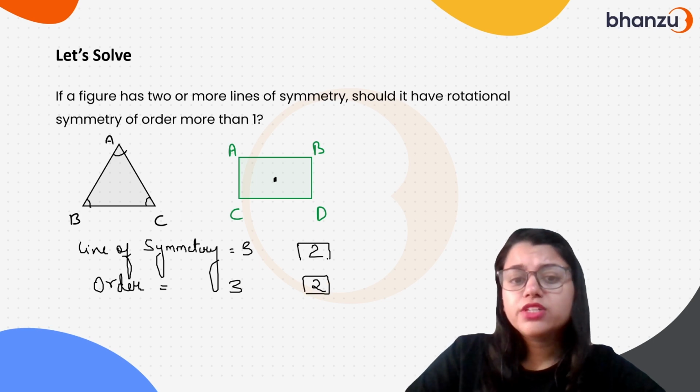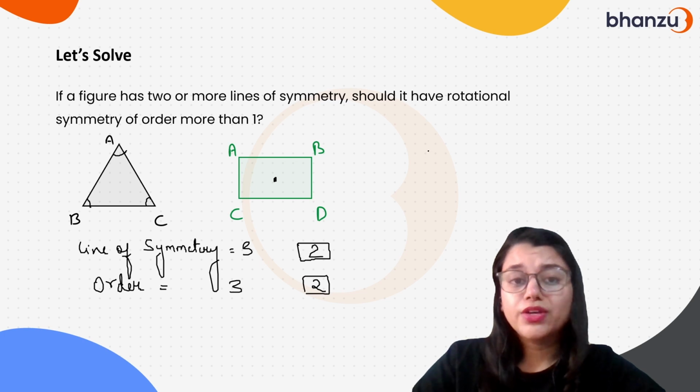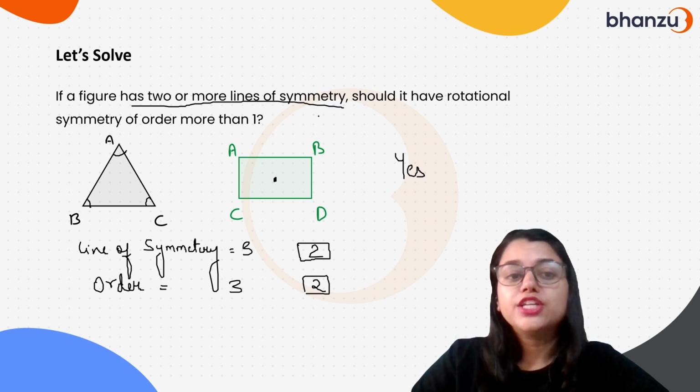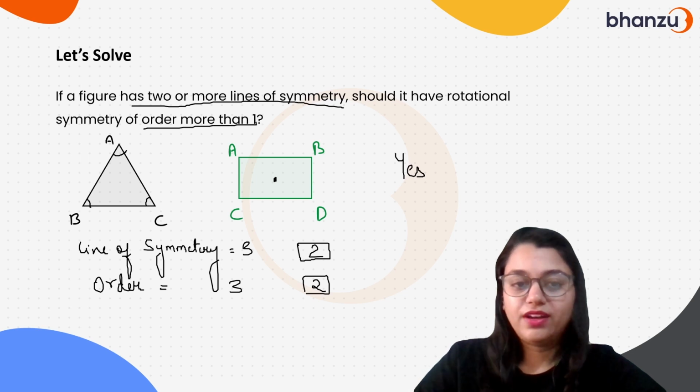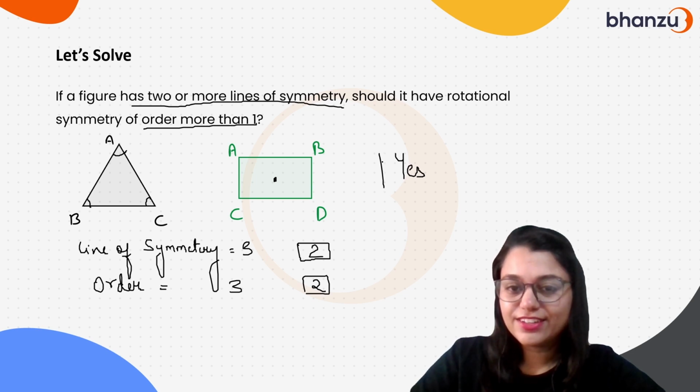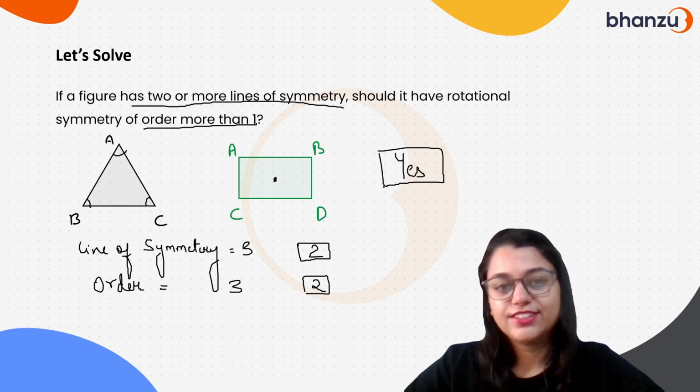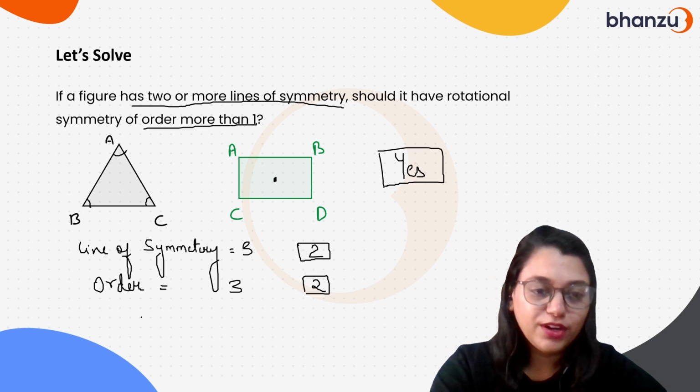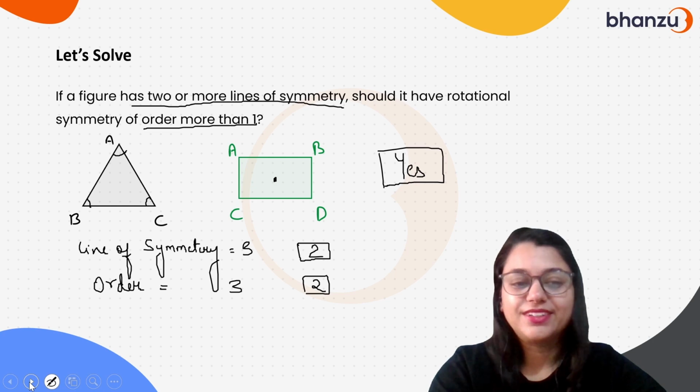Now, if you take the example of a circle, we can see that the lines of symmetry will be infinite, and also the order of rotational symmetry will be infinite. So what can we conclude from all these examples? That yes, if a figure has 2 or more lines of symmetry, then it should have rotational symmetry of order more than 1, as you can see here. So the answer to the question is yes. Understood? Wonderful. Let's solve the next question now.